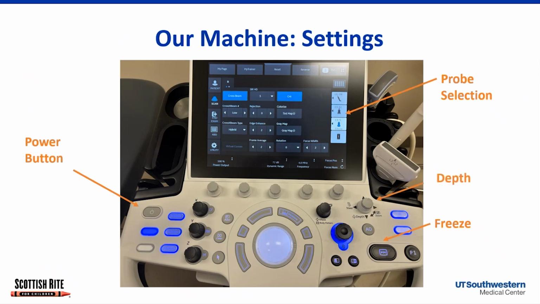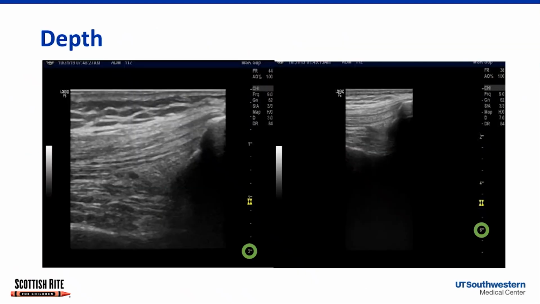And then the next one is the depth button. So depth is what makes sense, right? How deep you want to look, right? You want to set your depth only as deep as the structure you're looking at. So if you look at the example here, we're looking at the quad tendon over here with the femur down below. You can see on the left screen, it's down to 3 centimeters. On that right screen, it's down to 6 centimeters. There's a lot of empty space. We're losing a lot of the detail because our depth is too much there, okay?